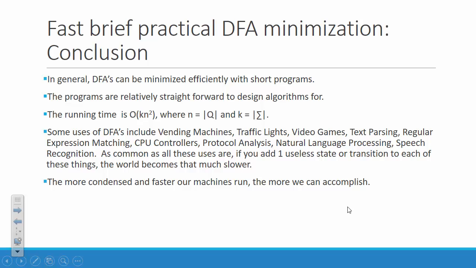In general, DFAs can be minimized efficiently with short programs. They are relatively straightforward to design algorithms for. The running time is O(kn^2), where n is equal to the absolute value of Q and K is equal to the absolute value of sigma.